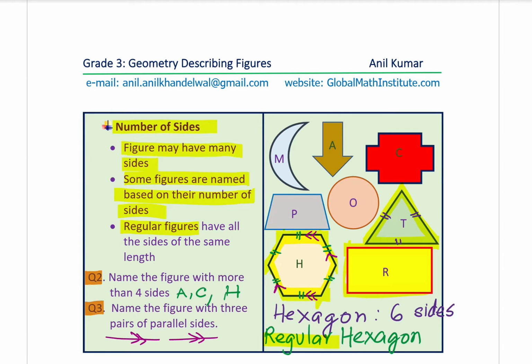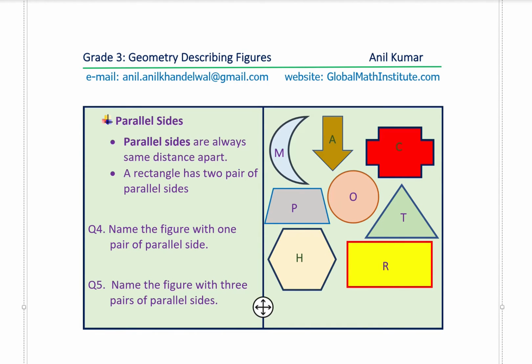So here is something which we have. These are the 3 sides which are in pairs parallel. So the figure here is H. You get the idea, correct? So in this case, there are 3 figures which have more than 4 sides, and those are figure A, figure C, and figure H, right? And then we have figure H in which we have 3 pairs of parallel sides. You can see out of the 6 sides, opposite pairs, they are parallel. Perfect.